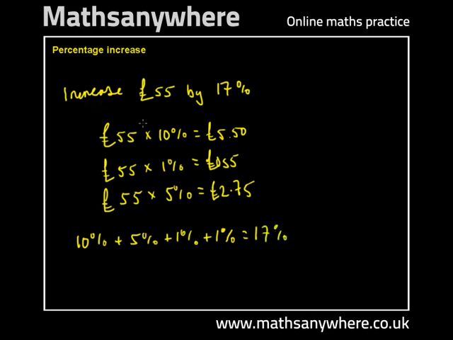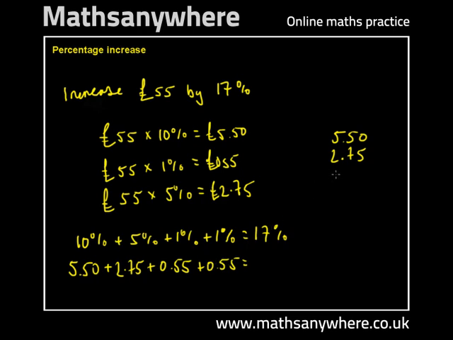Let's check our helpful table we've produced up at the top. 10% is £5.50. 5% is £2.75. 1% is 55 pence. Another 1% is 55 pence. Let's put these in a column to make sure we don't miss with our addition: 5.50 plus 2.75 plus 0.55 and 0.55.